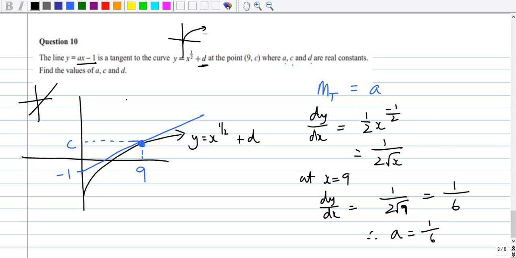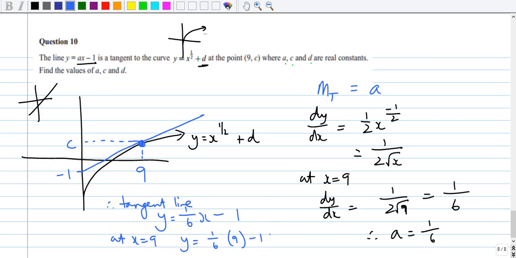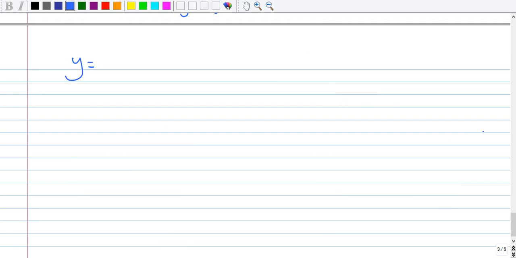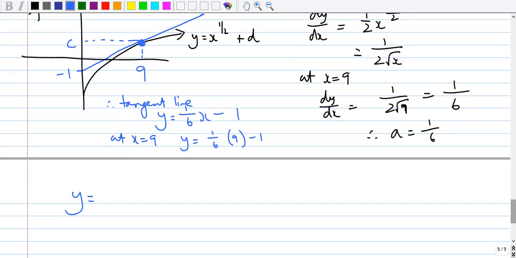So now I know the equation of the blue line: 1 on 6 x minus 1. If I sub x equals 9 into that, I will get the y value out, which is the value of c. So at x equals 9, y equals 1/6 times 9 minus 1, which is 9 on 6 minus 1, which is 3 on 2 minus 1, which is a half. So therefore, c is a half.